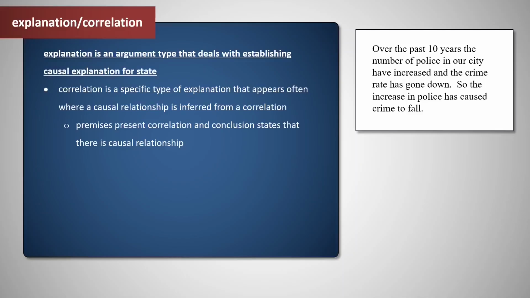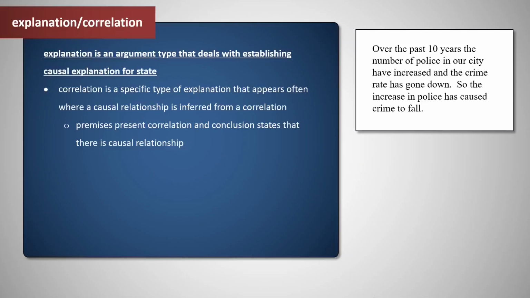In this case, the correlation is the number of police and the crime rate. They're correlated in that the number of police goes up, crime rate goes down. What the conclusion does here is say there is a causal link between these two. They're not just correlated, one causes the other. So this is the slight difference from the more general explanation type. In the more general explanation type, if you remember, the previous argument said we have smoke, therefore we have fire. It essentially gives you an effect and concludes, or speculates, what the cause for that might be.